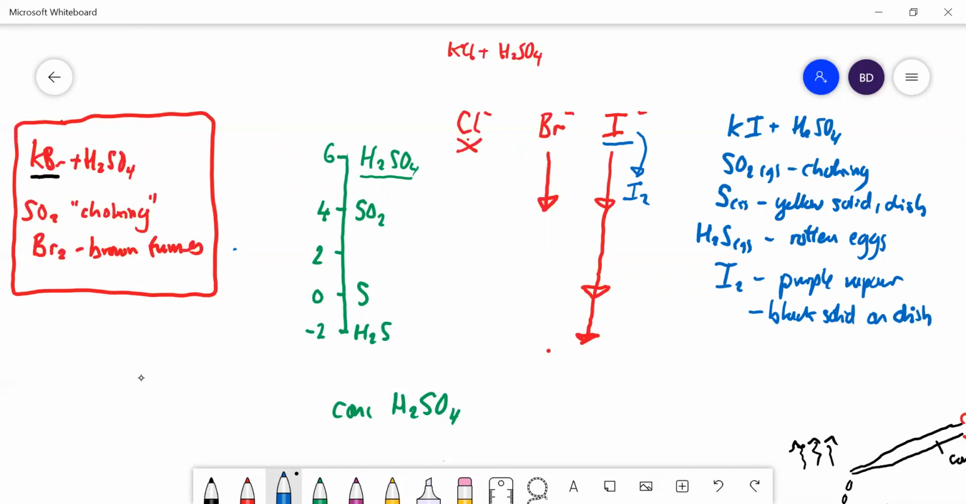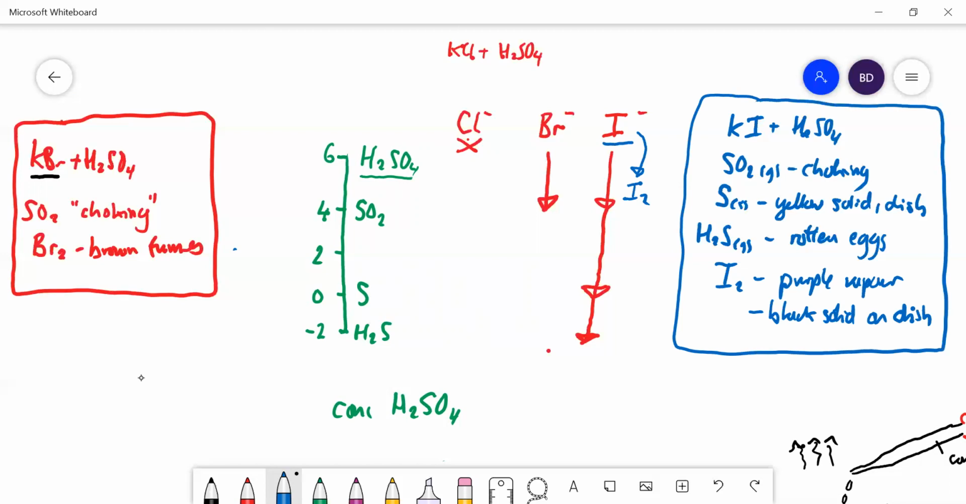You get your nice white potassium iodide. As I said, it's lovely white, like pure, clean salt, and it ends up like a dirty mess. You get some black solid on the dish, some yellow solid on the dish, and a rotten egg smell. You get all kinds of nasty vapors coming off that. Okay, that's what happens with KI.